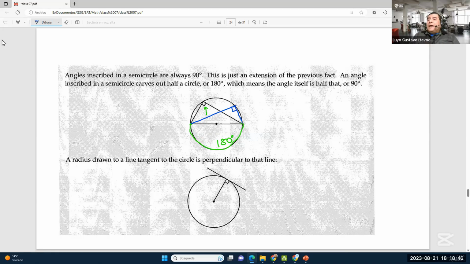The concept of a line tangent to the circle, okay, it's easy to see that if a line touches a circle in just one point, in that contact point or tangency point, if you draw a radius, this radius is perpendicular to that line, okay?